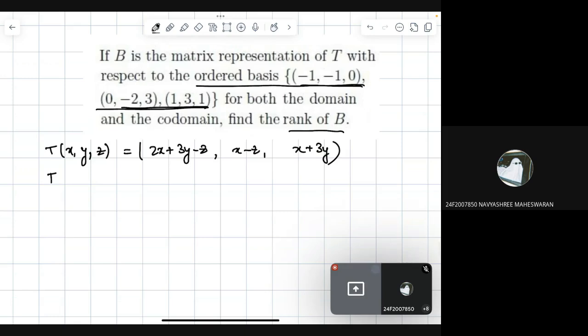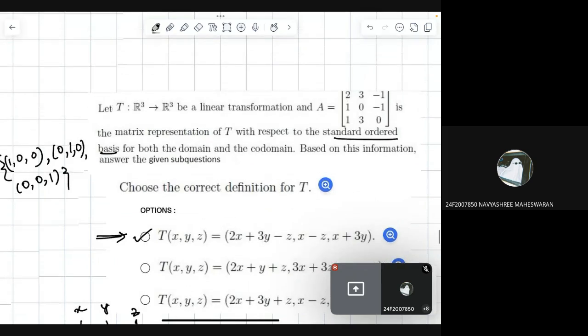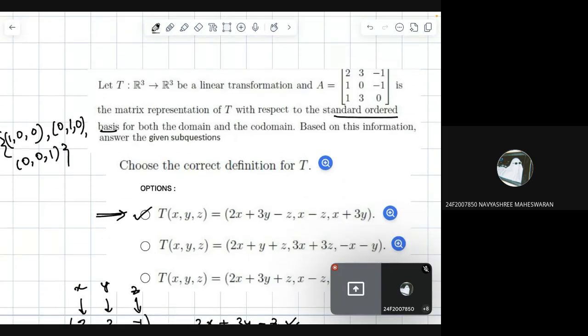Now T of 0, 1, 0, T of 0, 0, 1. Yeah, just a second. Just give me 2 minutes.